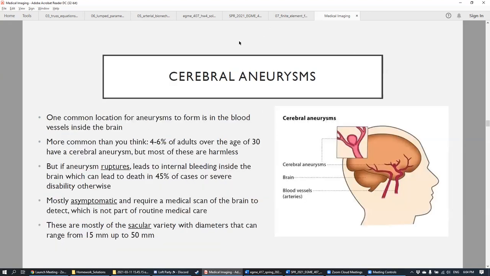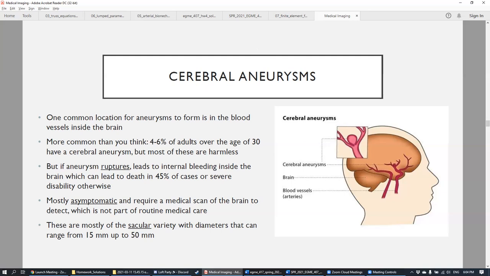Okay, all right. Let's talk about the aneurysms that I think are the kinds people think about when they think of aneurysms, and these are cerebral ones. These are the aneurysms that occur in your brain, and they are extremely common. Like we mentioned last time, about four to six adults over the age of 30 have a cerebral aneurysm. So probably a couple of people in this class have a cerebral aneurysm in their brain, and they might not know it. But thankfully, most of these are harmless.